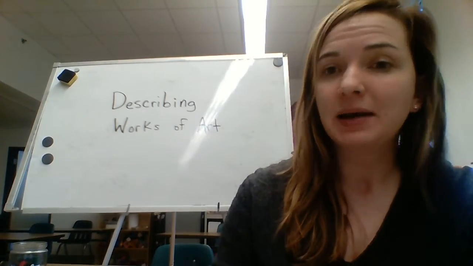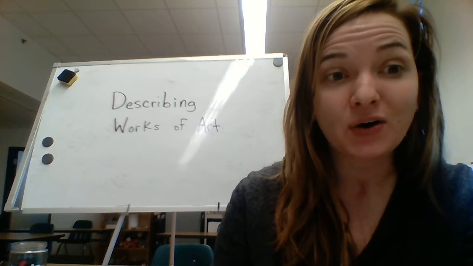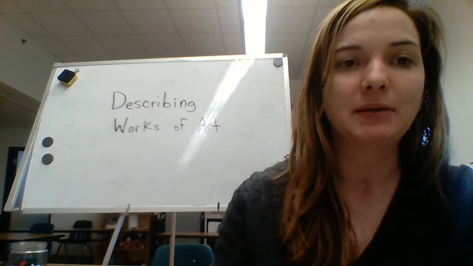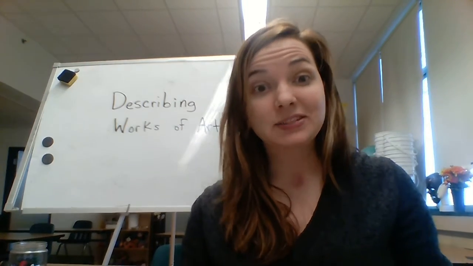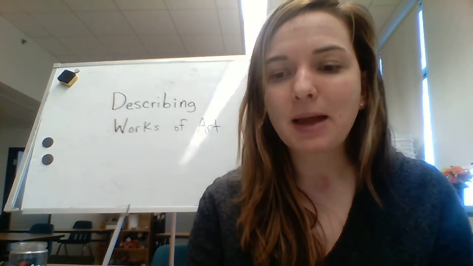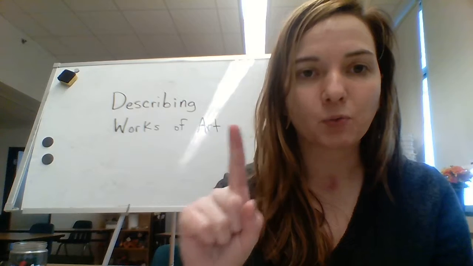But we're going to be talking about describing works of art today. So you need a pencil and a paper. Make sure you've got a pencil and a paper, okay? All right, let's go ahead and get started. On that paper, I want you to go ahead and write down the number 1.